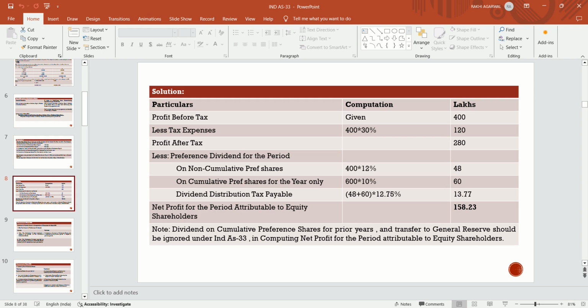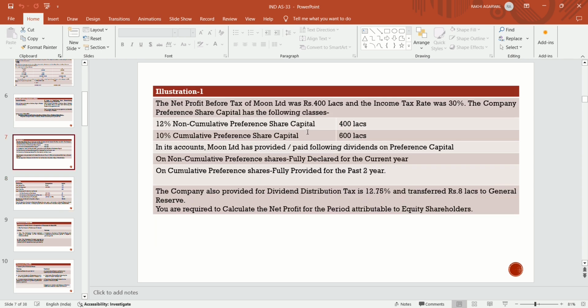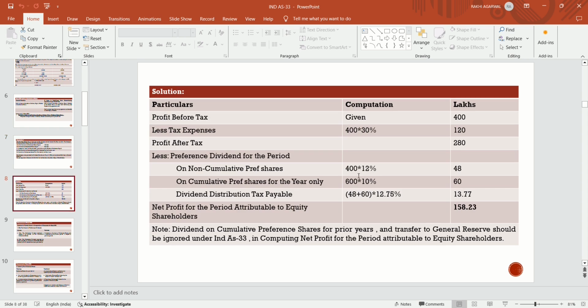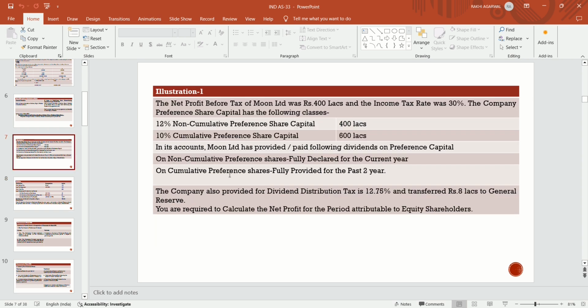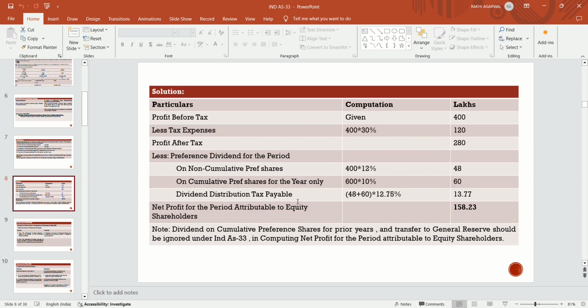Now, less preference dividend for the period. What dividend had they declared and paid during that financial year? On 12% non-cumulative preference share capital, that is 400 into 12%, which is 48 lakhs. And on cumulative preference shares, 600 into 10% is 60 lakhs. Now the dividend distribution tax: 48 lakhs plus 60 lakhs at the rate of 12.75% becomes 13.77.